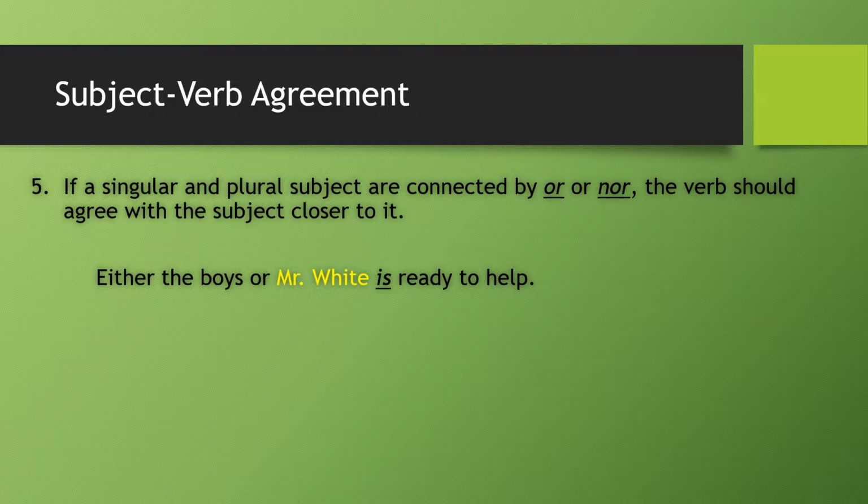Let's reverse this sentence and see how it works. Either Mr. White or the boys are ready to help. So in this case, the plural subject, boys, is just before the verb, so the verb becomes plural. So either the boys or Mr. White is ready to help, or either Mr. White or the boys are ready to help. So when a singular and a plural subject are connected by or or nor, what determines the number of the verb is the subject that is closest to it.